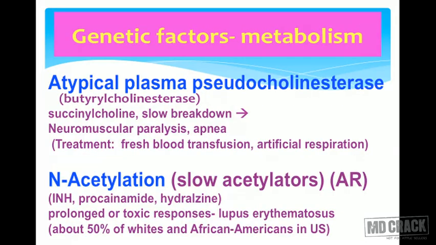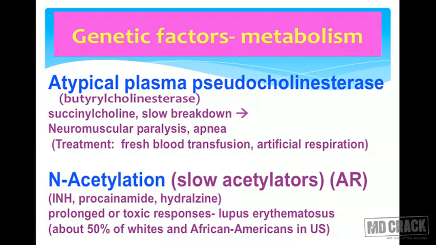We come to some interesting genetic factors pertaining to drug metabolism. Succinylcholine is a muscle relaxant commonly used for endotracheal intubation. This is supposed to get broken down by an enzyme called pseudocholinesterase or butyrylcholinesterase. But some patients can have this enzyme atypical, so it's not able to work like a normal enzyme. So the succinylcholine doesn't get properly broken down, or the breakdown is very slow.